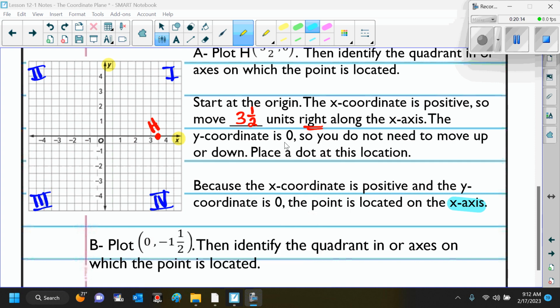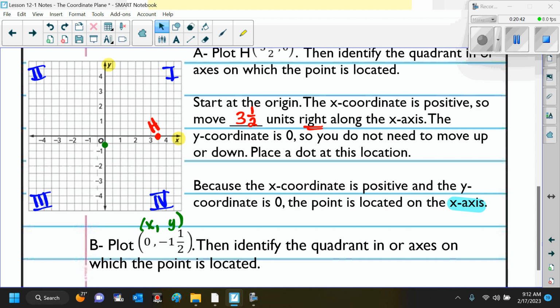So, when we graph, when we use a different color, I'll use green, we start at the origin, always start at the origin, and then we look at x comma y. Now, the x is 0, so that means you're not moving left or right at all. You're just staying right there. Then we're going to look at the y. The y is negative, so that means we're going to move down 1.5 units. So there's 1.5 units, and there is our point.